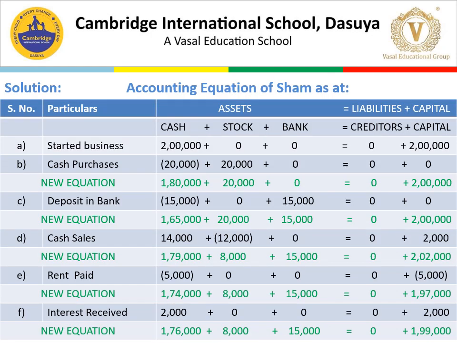The solution of this question: first transaction, started business with cash. It will increase the cash with rupees 2 lakh and capital rupees 2 lakh. Cash purchases will lead to a decrease in cash of 20,000 and an increase in stock of rupees 20,000. No effect on any other item. The new equation would be cash rupees 1,80,000, stock 20,000, bank no effect, creditors no effect, and the capital rupees 2 lakh. Both sides equal rupees 2 lakh.